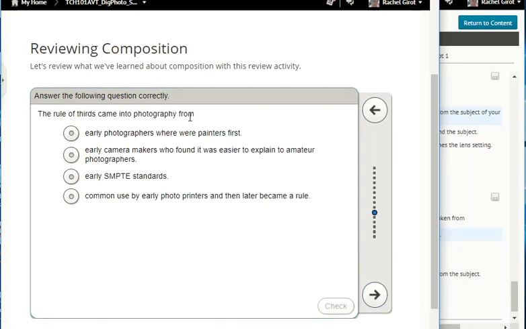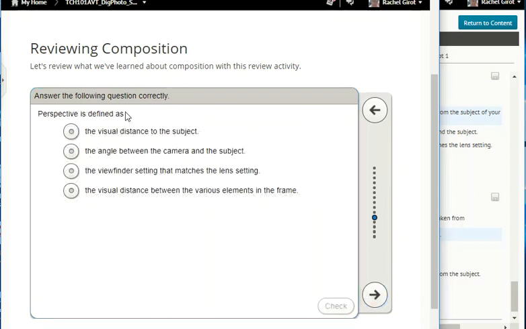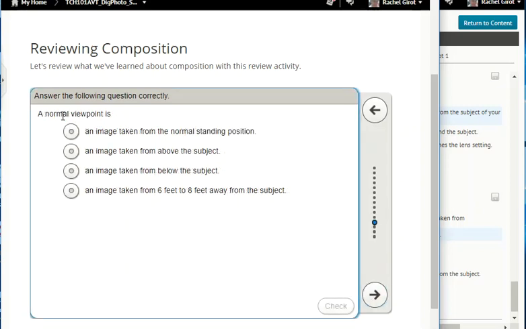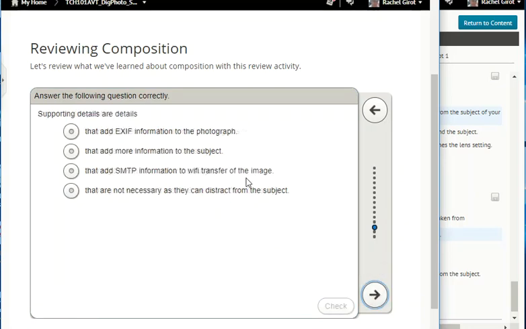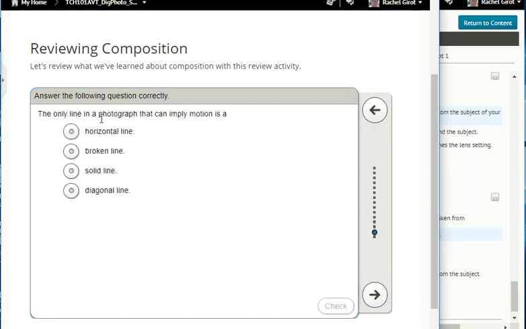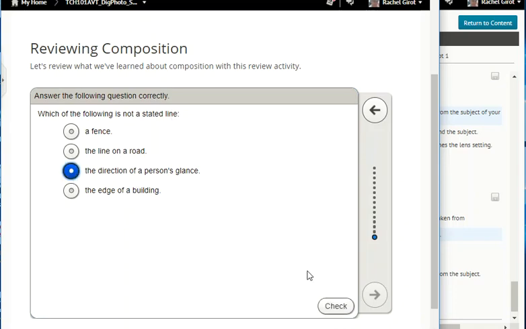The rule of thirds came into photography from early photographers who were painters first. Perspective is defined as a visual distance to the subject. A normal viewpoint is an image taken from a normal standing position. Supporting details are details that add more information to the subject. The only line in a photograph that can imply motion is a diagonal line. Which of the following is not a stated line? In other words, which one is an implied line? The direction of a person's gaze.